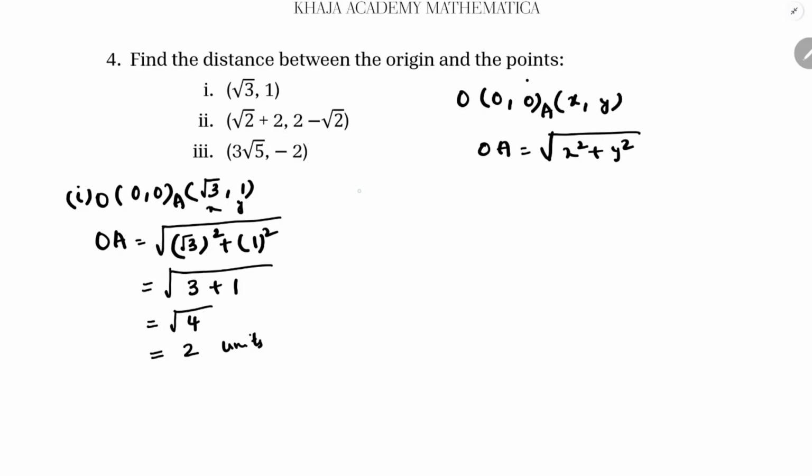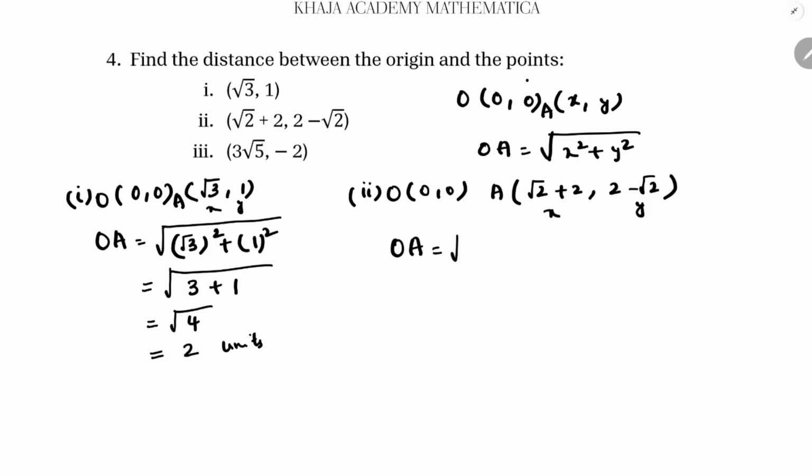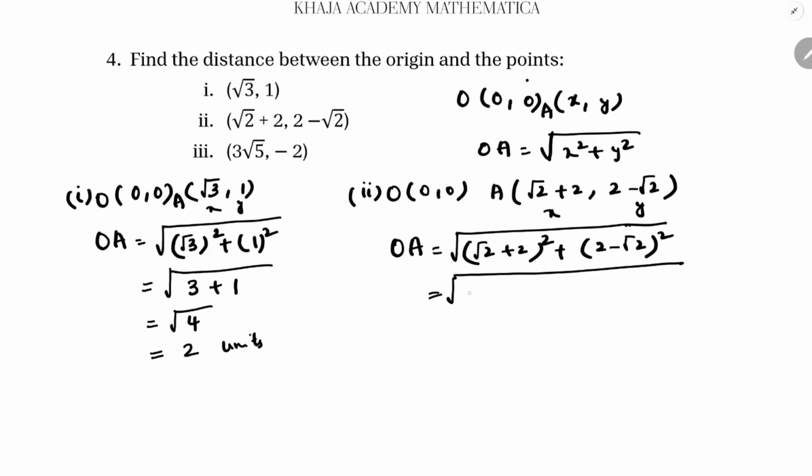Now the second question. One point is the origin, the other point is root 2 plus 2, 2 minus root 2. Now I'll simplify this. Again, this is x, this is y. The distance between the origin and the point is under root, root 2 plus 2 whole square plus 2 minus root 2 whole square.